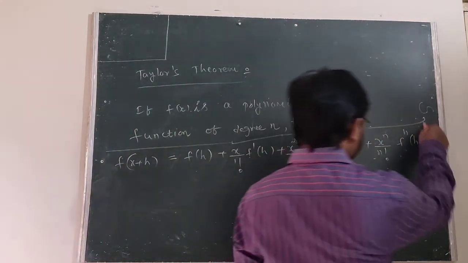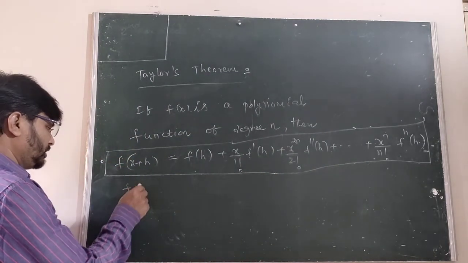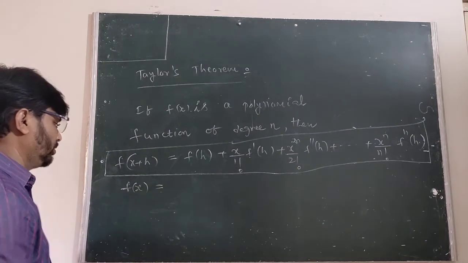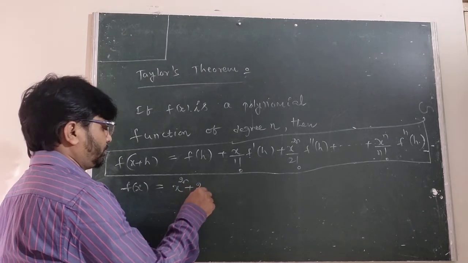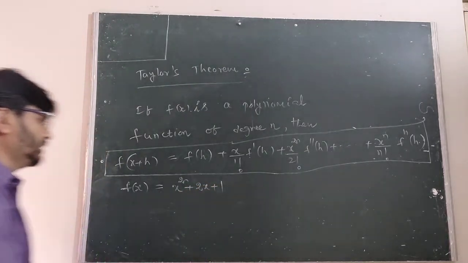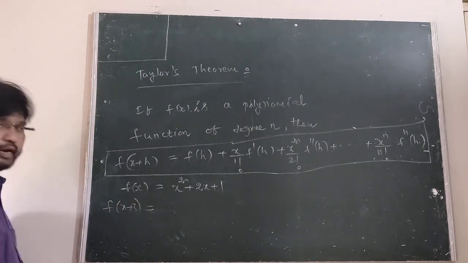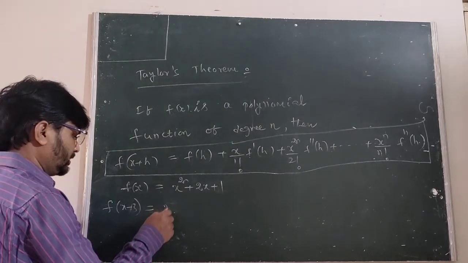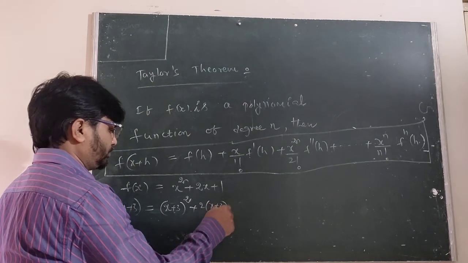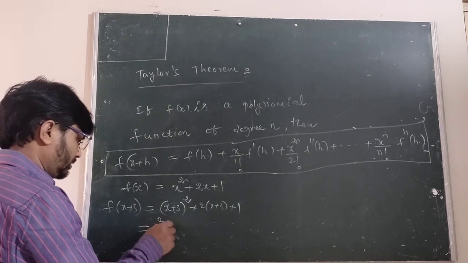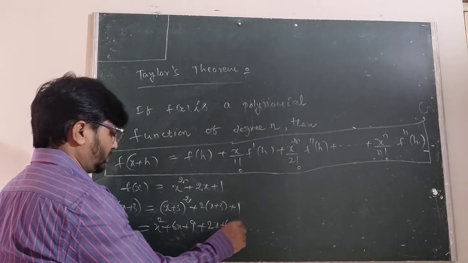Suppose, for example, f of x equal to x square plus 2x plus 1. This is f of x. Now we are finding f of x plus 3. This can be written as x plus 3 whole square plus 2 into x plus 3 plus 1. Now this is x square plus 6x plus 9 plus 2x plus 6 plus 1.